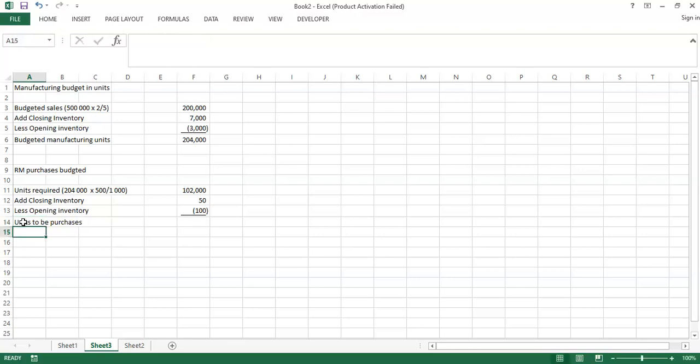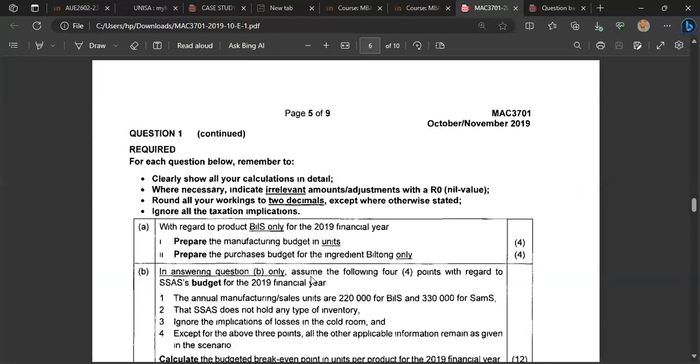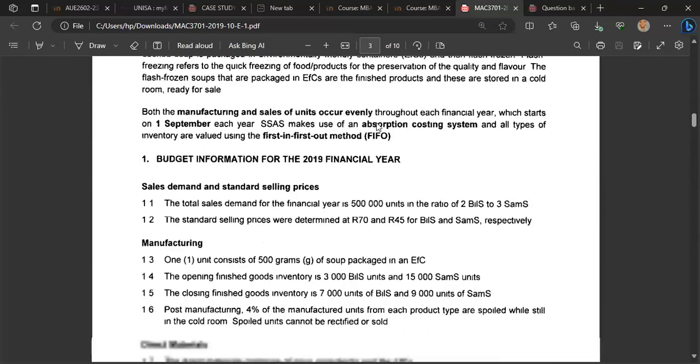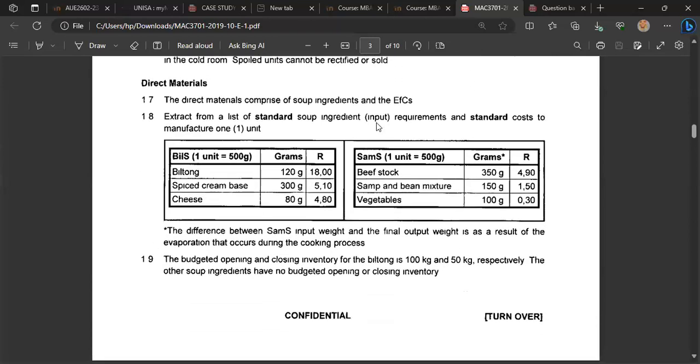So a quantities purchases budget would just be this. This is where we would end on the quantities budget. But because they want it in rands, I believe, let's see what the question says. I think they want it in rands. So prepare the purchases budget. So it will have to be in rands if they just say purchases budget, because you're looking at how much you are going to spend. So far we know what we are going to purchase, how much we are going to purchase. Now we need the price of that.